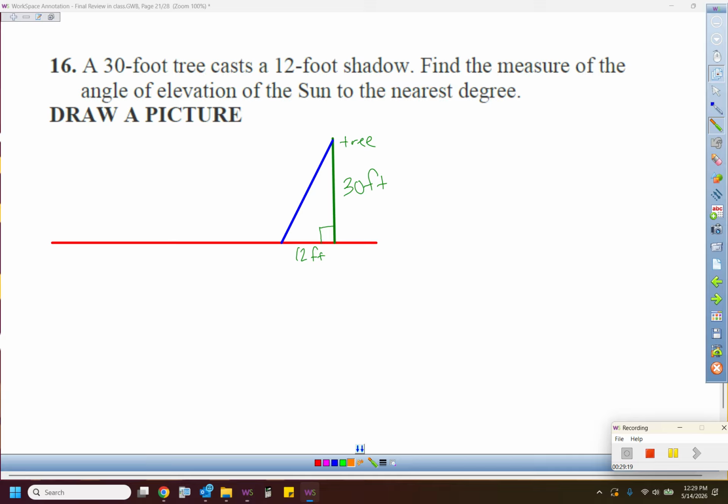Did they tell you how tall the tree was? 30 feet. And then we also discussed in detail where shadows are located. Where are shadows always located? On the ground. Are we cool with why I put the numbers in the place that I put the numbers?